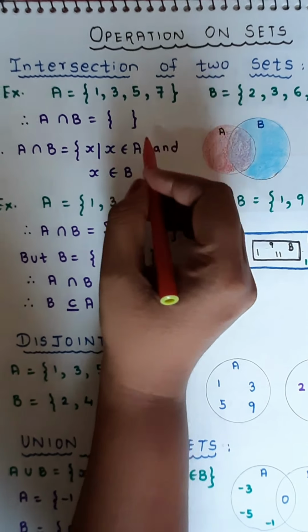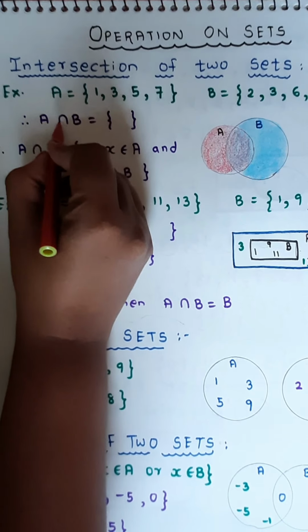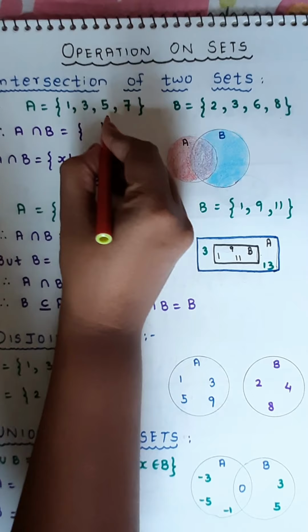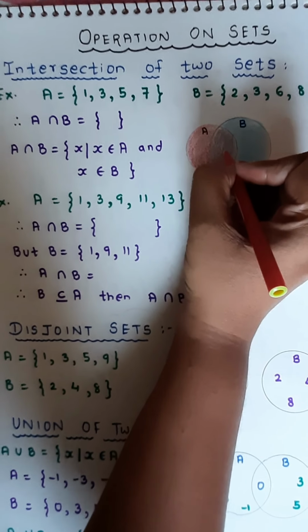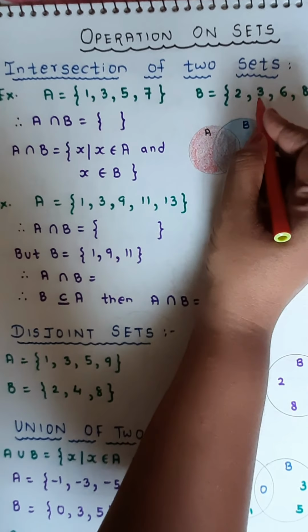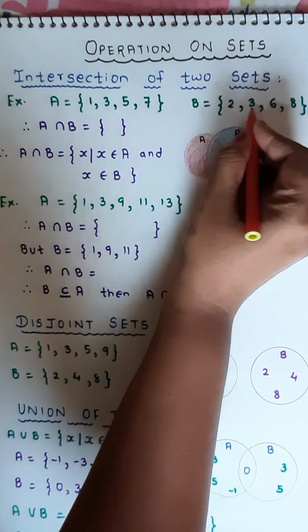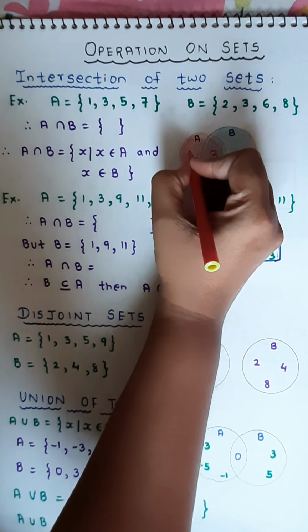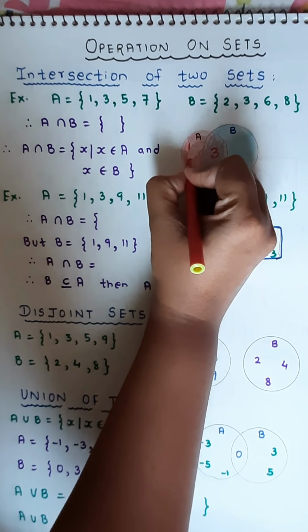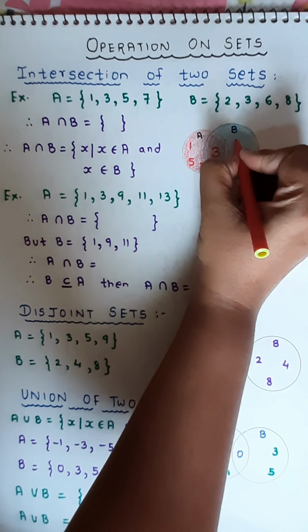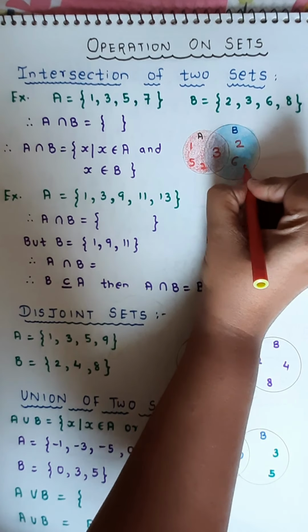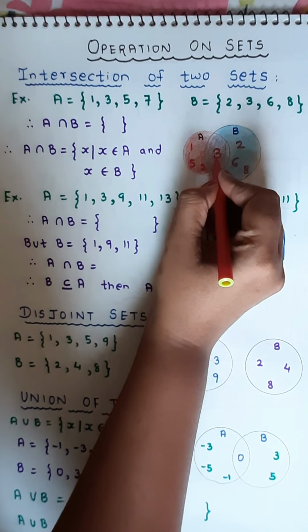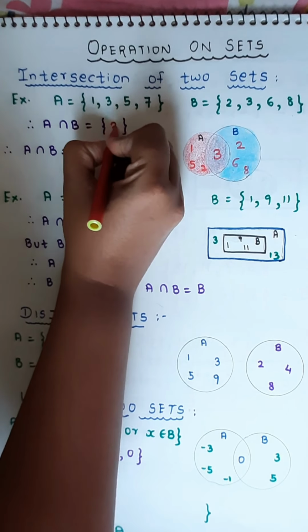Okay, so it is denoted by A intersection B. This is the symbol. A intersection B means the common elements. So suppose A is 1 3 5 7, and B is 2 3 6 8. The common element amongst them, you can see, is 3. So I'm going to write 1 3 5 7. Similarly, 2 3 6 and 8. This common part belongs to both A and B. So I have written it over here. So A intersection B is 3.